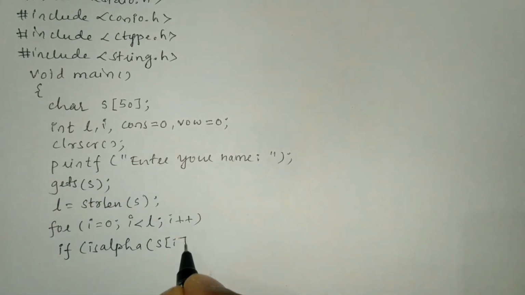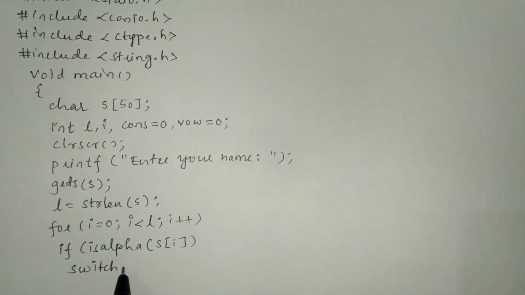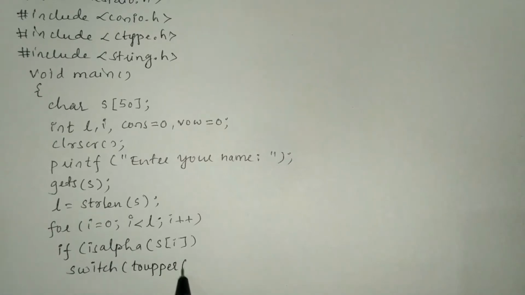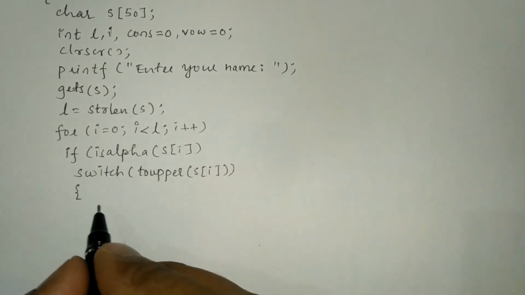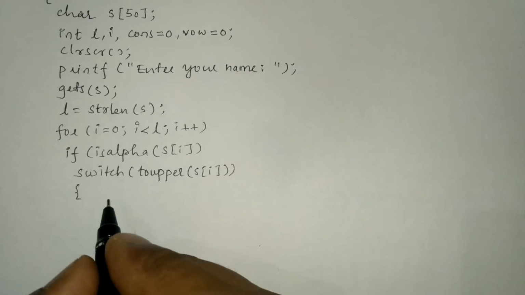of i. If it is true, then in a switch statement we are going to make that alphabet to uppercase letter. So here I'm going to use the function called toupper, and here inside the bracket I'll write s of i, close the bracket, close one more bracket, curly open brace, that indicates this is the beginning of body of a switch statement. Now we'll be having case labels.